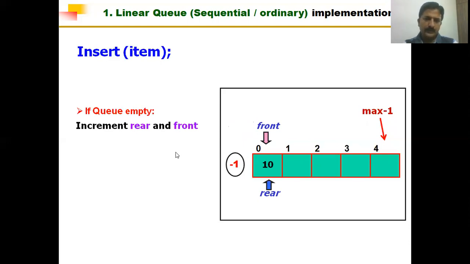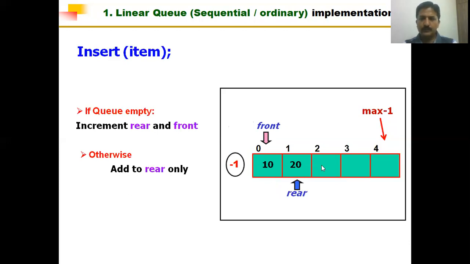Now again if I do a further insert operation, now the queue is not empty, so it will go to the otherwise condition. In the otherwise condition, the new element can be added only to the rear end. Okay, so add to rear only. So how to add to rear? You have to increment rear by 1 and you have to add the element. So rear is incremented by 1 and 20 is inserted. So if I want to insert one more element, rear will be again incremented and 30 is added here. So again rear will increment, 40 is added. So again rear will increment, 50 is added.